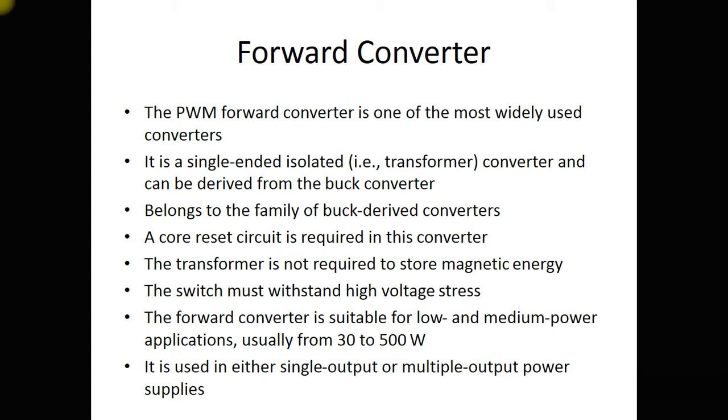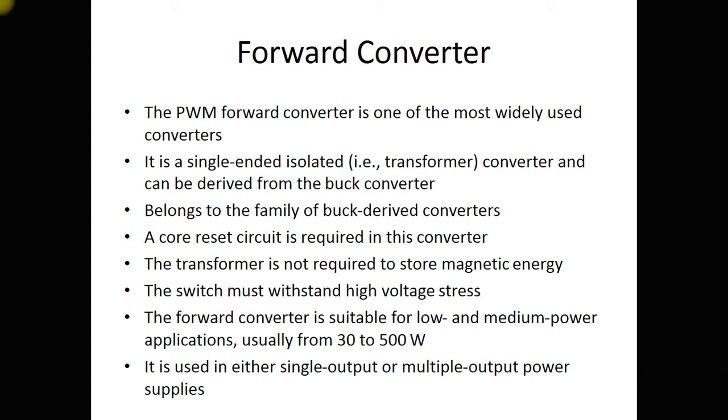Next type is called a forward converter. It is one of the most widely used converters. It is a single-ended isolated converter and can be derived from the buck converter. It belongs to the family of buck derived converters. A core reset circuit is required in this converter. The transformer is not required to store magnetic energy. Again, in this case, the switch must handle high voltage stress. The forward converter is suitable for low and medium power applications, generally ranging from 30 to 500 watts.